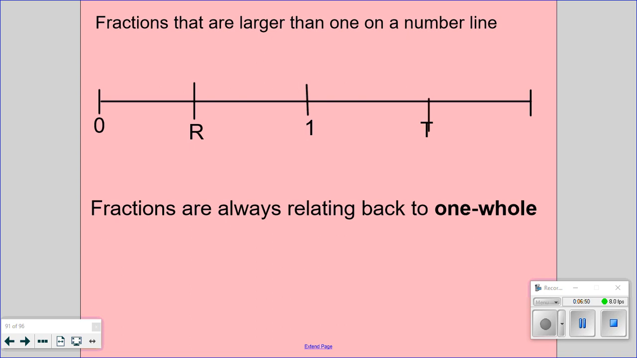I have 2 equal parts. I have 1 right here. And I have 1 right here. That's it. If I have 2 equal parts, what am I counting by? Halves. So this is going to be a half.